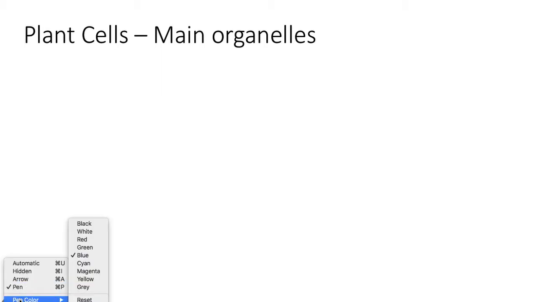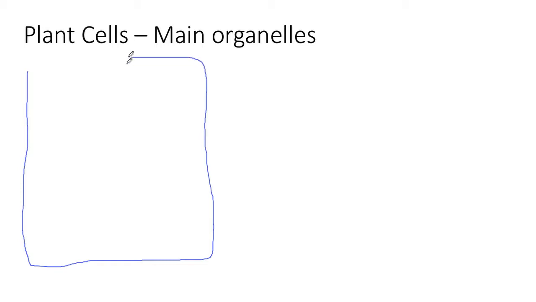All right, we're going to move on to plant cells. Plant cells are always drawn a little bit on the boxier side. So this is a good way to determine if you're looking at a plant or an animal cell in a diagram. Plant cells are always just drawn with a little bit more of a rectangular shape to them. And they also have a cell wall outside of the cell membrane. So go ahead and draw a cell membrane inside of that cell wall.